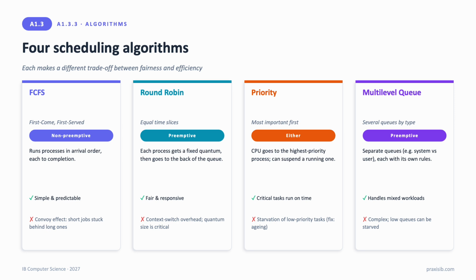It is simple and predictable, but it suffers from the convoy effect. If a long process arrives first, all the quick little processes get stuck waiting behind it, like being stuck behind the slow lorry on a one-lane road.